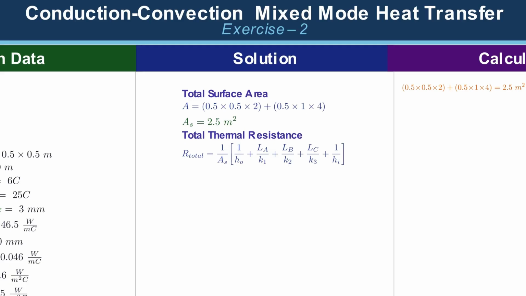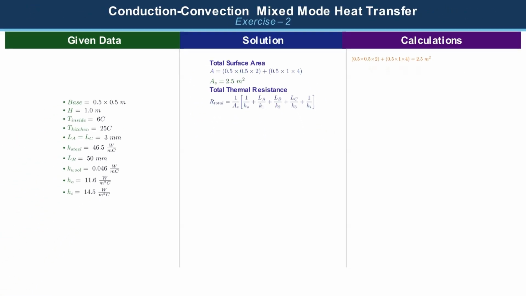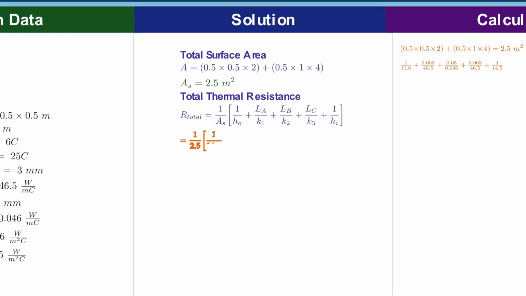1 over HO equals 1 over 11.6 equals 0.08621. LA over K1 equals 0.003 over 46.5 equals 0.000645. The outer steel sheet, almost negligible. LB over K2 equals 0.05 over 0.046 equals 1.0870. The glass wool, by far the dominant resistance. LC over K3 equals 0.003 over 46.5 equals 0.000645. The inner steel sheet, again negligible.